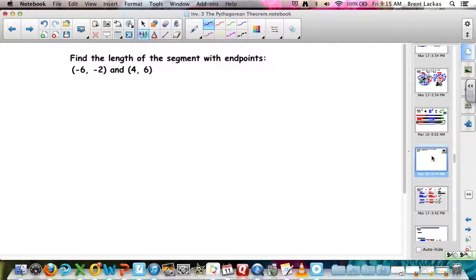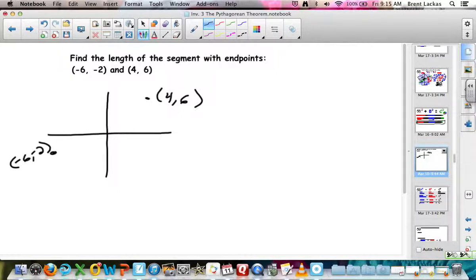All right, let's see how we did here. See if you got this correct. I'm going to just quickly give myself a visual for it. Here's the point -6, -2. And then the point 4, 6. So what we're doing is we're trying to find the length of the segment between those 2 points.